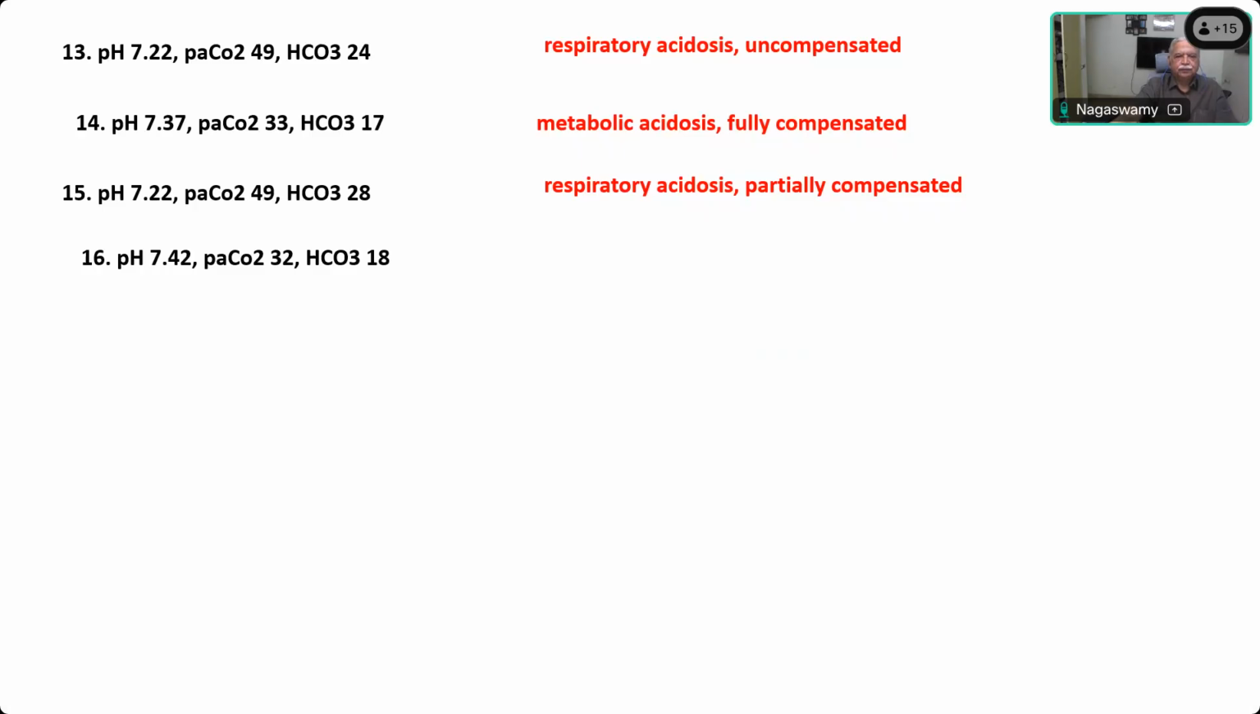Respiratory alkalosis with partial compensation. Respiratory acidosis fully compensated. The pH has come back to normal. Always remember that a pH in the range 7.35 to 7.45 means the condition is fully compensated.